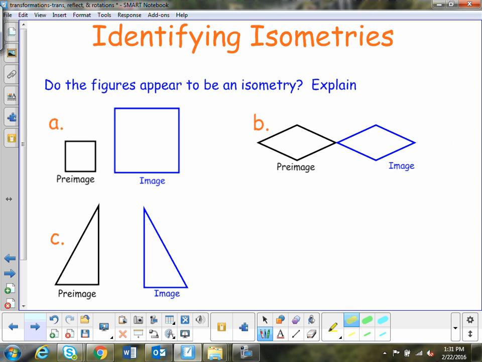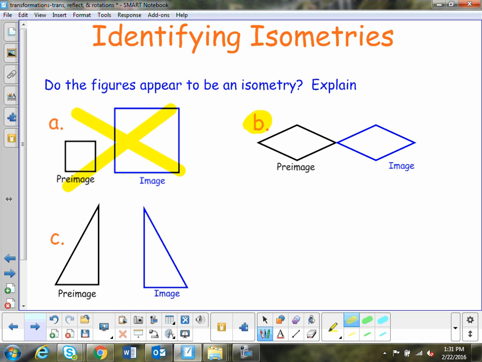All right, so let's test. Is A an isometry? No. They're not congruent. Is B an isometry? Yes, that works. What type of transformation could this be? Reflection, translation, or rotation. So that could be any of those. It could be any type of transformation depending on where it's at.